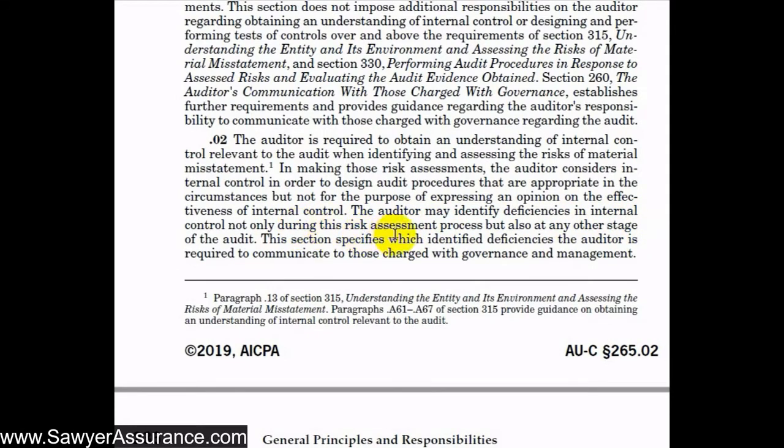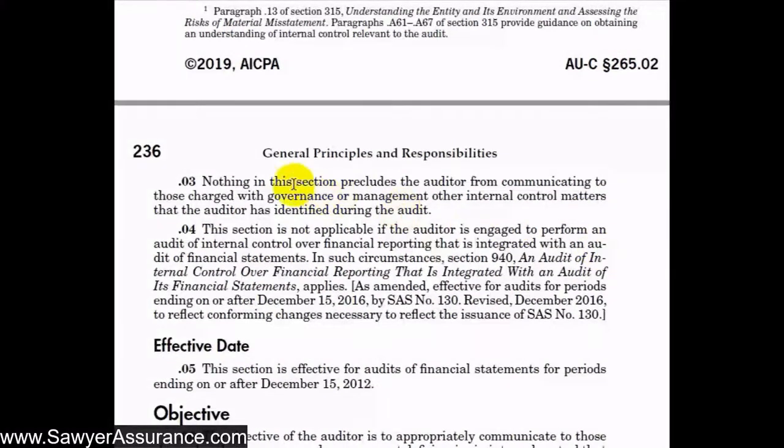So this section, AUC Section 265, tells us which of these deficiencies are required to be communicated to those charged with governance and management. And of course, nothing in this section precludes us from communicating any other internal control matters that we think are important. We can certainly inform management and those charged with governance of whatever we feel is important for them to know beyond the requirements of this section.